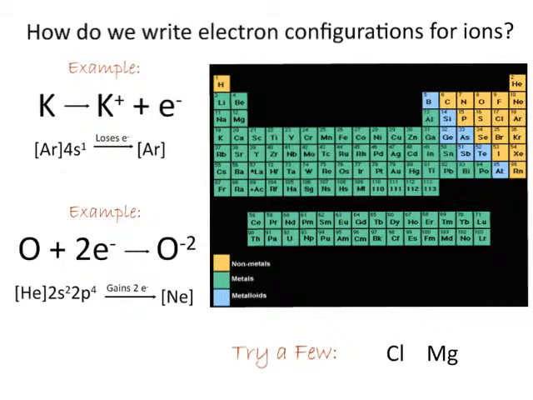So here are a few examples for you to try. Try chlorine. Look on the periodic table, figure out the electron configuration for chlorine. What would chlorine do in order to obtain a noble gas configuration? And try magnesium. See what magnesium would do in order to do that. Then write the electron configuration for each of those as ions. If you'll just pause the video, you can do that, and then come back on, and I'll give you the answer.